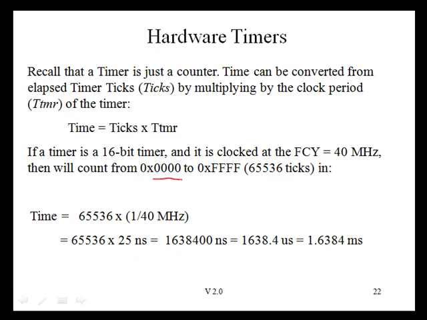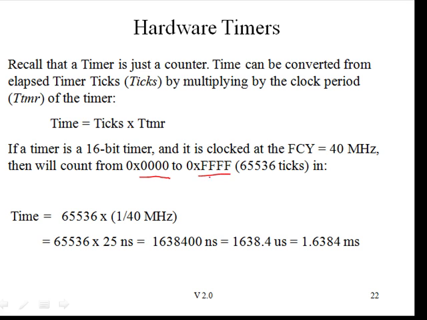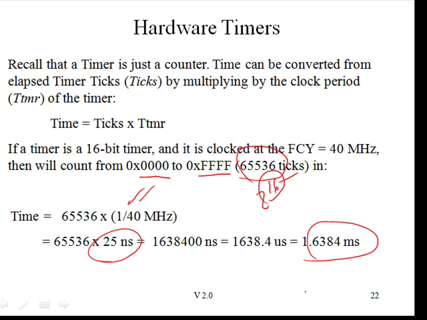This time it takes for the timer to count from 0 to 0xFFFF and back to 0 again is called the rollover time, and this value right here is equal to 2 to the 16th because the timer is 16 bits wide. This rollover time can be increased if I slow down the clock. If I slow down the clock, I increase the time period.